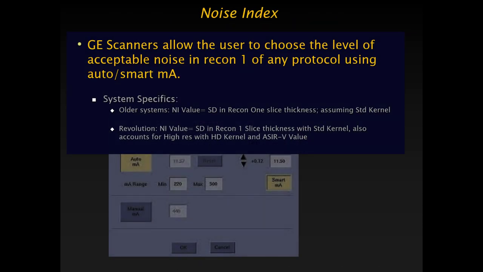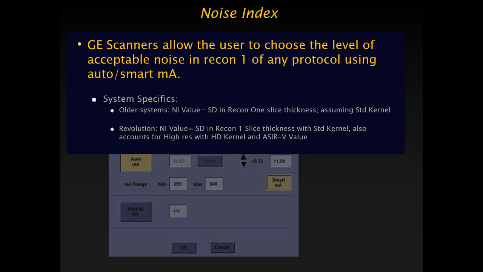So the GE scanners will allow the user to choose the level of acceptable noise in the Recon 1 of any protocol using their AutoMA or SmartMA functions. Now on the older systems, what that meant was that your first reconstruction had a specific slice thickness, and you would assume that you were using a standard reconstruction kernel. Whatever noise value you had, the MA would go up or down to try and reach that noise target.